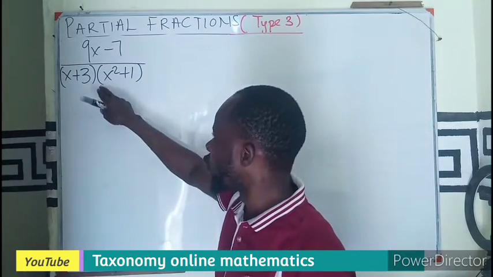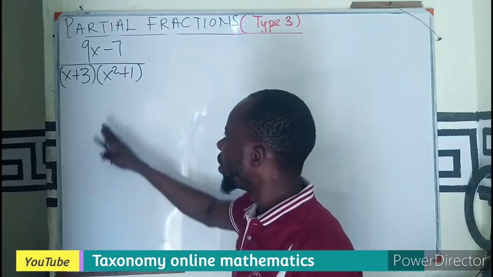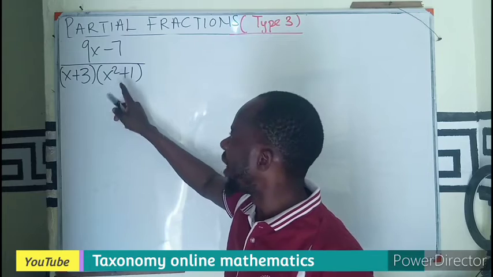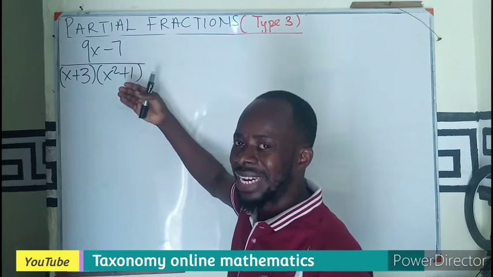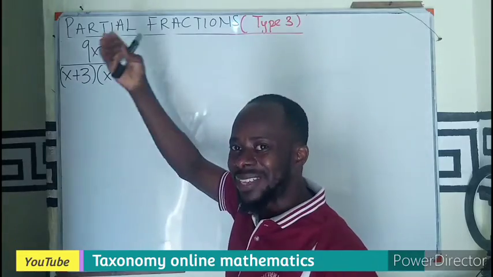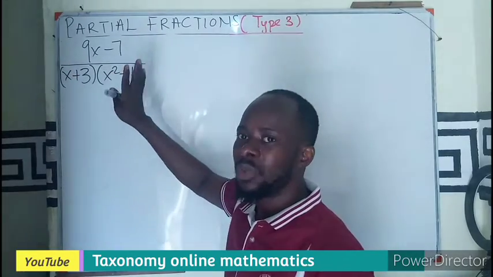You can see this is just one quadratic factor here, non-reducible. We can't reduce this again. If it were minus 1, we could have factored it as a difference of two squares, so it would fall under the first type. But since it's plus, we take it as what?